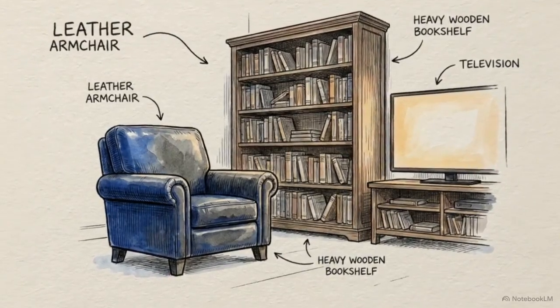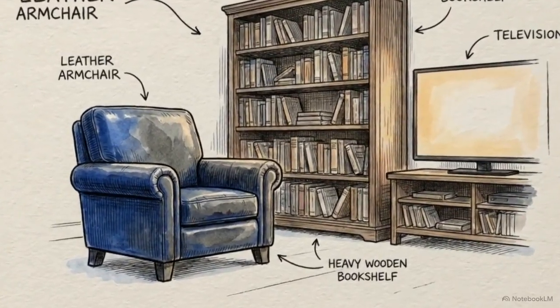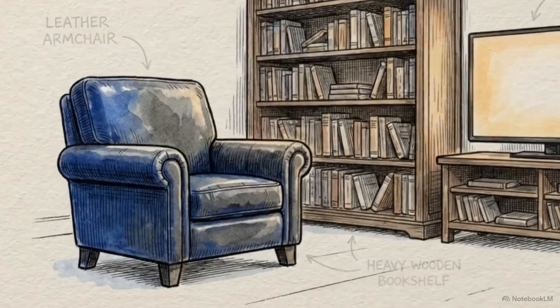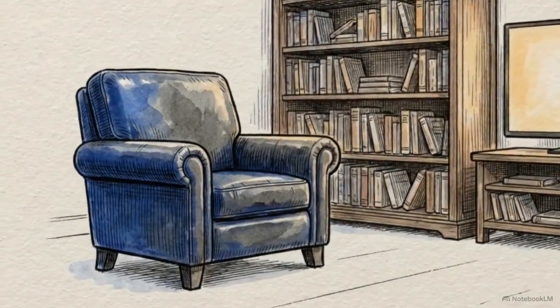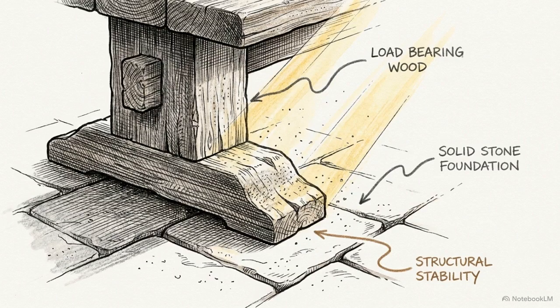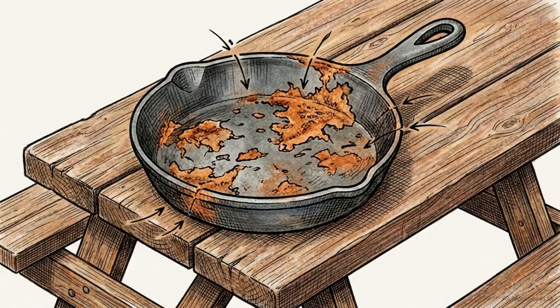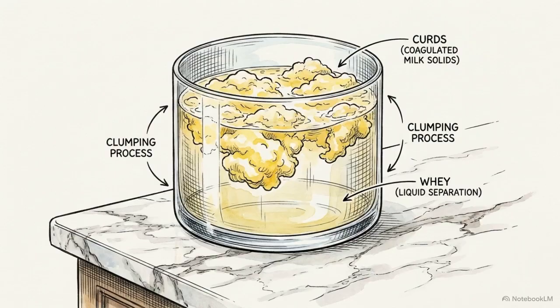Look around the room you're sitting in. The walls, the furniture, the screen you're staring at, they all feel completely solid. They project a sense of permanence, as if they will remain exactly as they are for years to come. But leave an iron pan out in the humid summer air, or a glass of milk sitting on the kitchen counter, and that stability begins to fail.